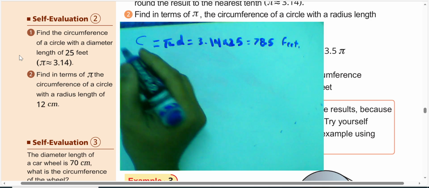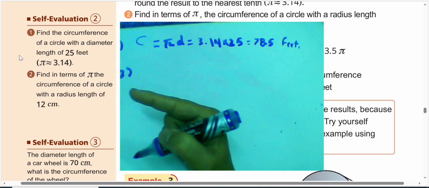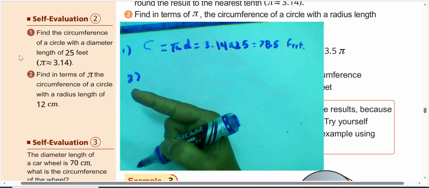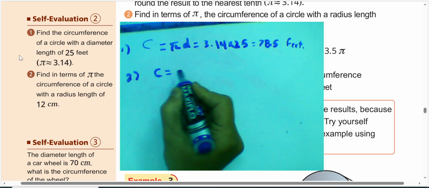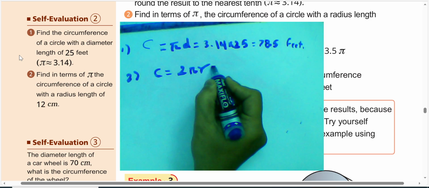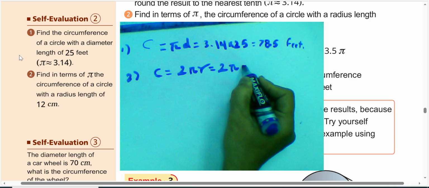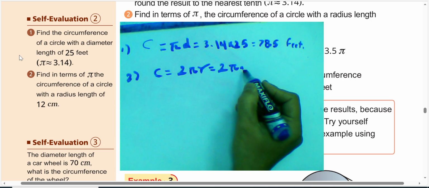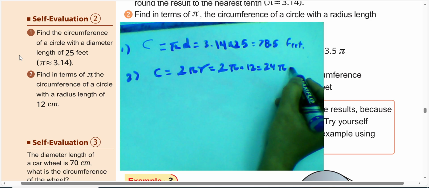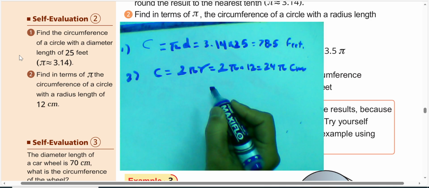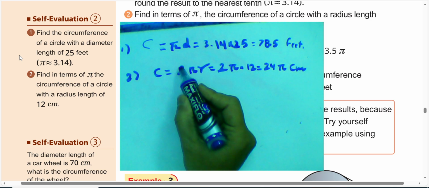Okay, this is question number 1. Question number 2: find, in terms of pi, the circumference of a circle with radius 12 centimeters. Circumference equals 2 pi r. The radius is 12. 2 times 12 is 24, so 24 pi centimeters.